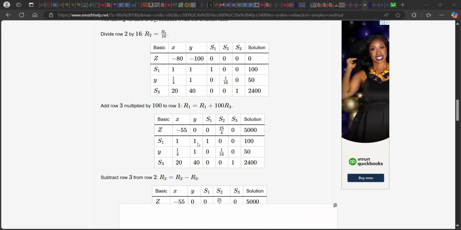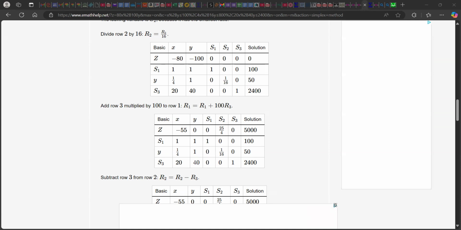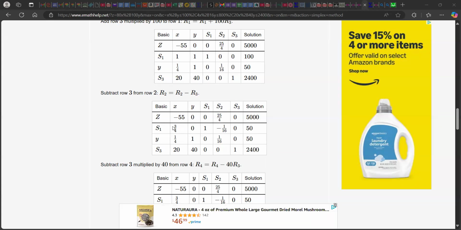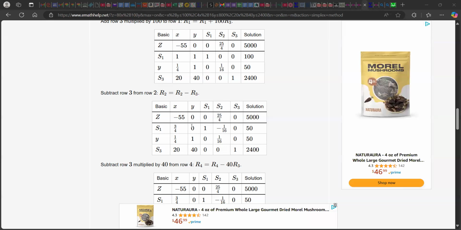Now you have to make this one here into a 0, and you have to make this 40 into a 0. I don't want to bore you with the steps, but to make this one 0, look what you do. You subtract row 3 from row 2. You take this row 3 here and subtract it from this row, and you will get this here. Your objective was to make this into a 0, and it happened.